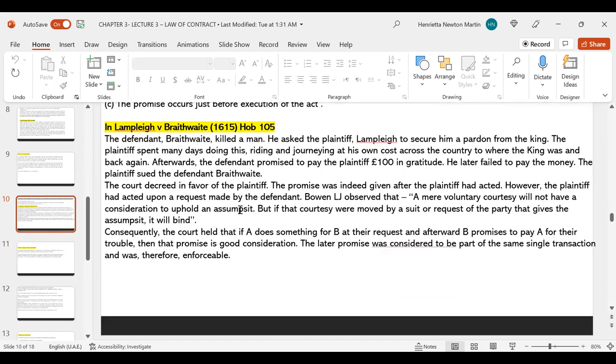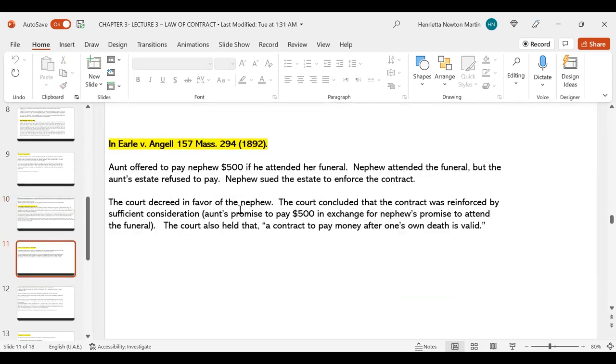Next is Earl versus Angel. There was an aunt who offered to pay her nephew $500 if he attended her funeral. So the nephew attended the funeral after she died, but the aunt's estate refused to pay. So the nephew sued the estate to enforce the contract, saying that, oh, my auntie told me that she would pay me $500 if I come for the funeral. Now let's see what the court says.